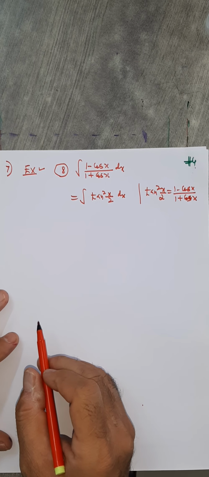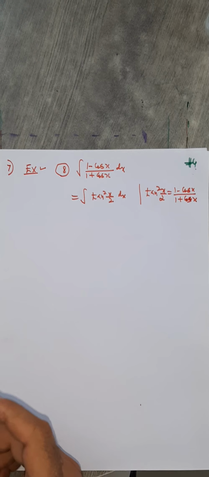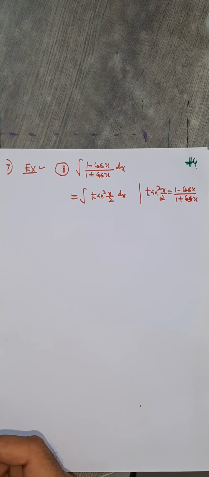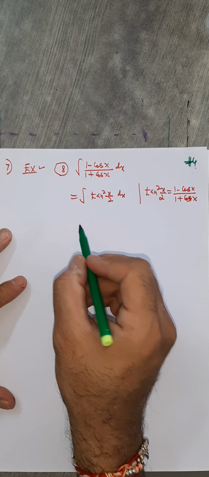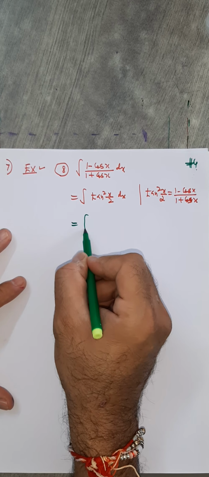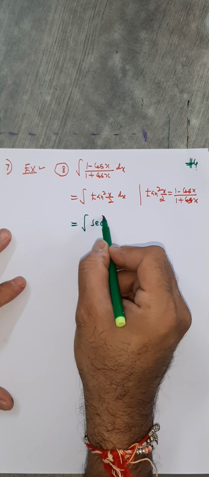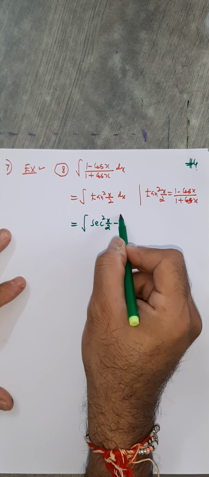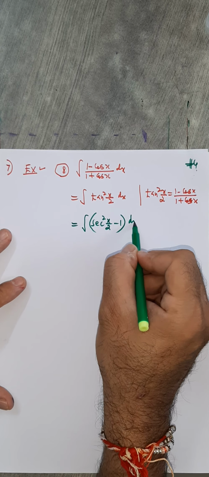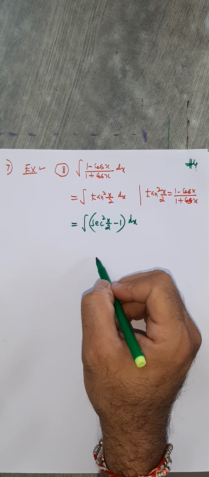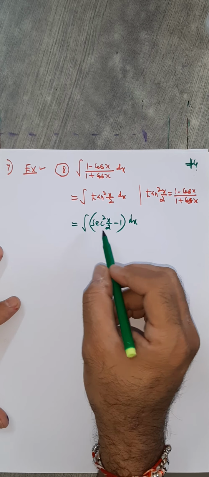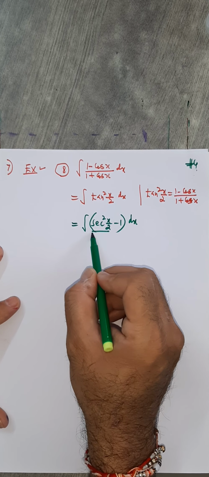Now the question is, how do we integrate tan square? One of the points to remember: if you have tan square and cot square, the only way is that identity, sec square x by 2 minus 1. You know this. Right? This is the only way to integrate tan square, and for cot square, cosec square minus 1.